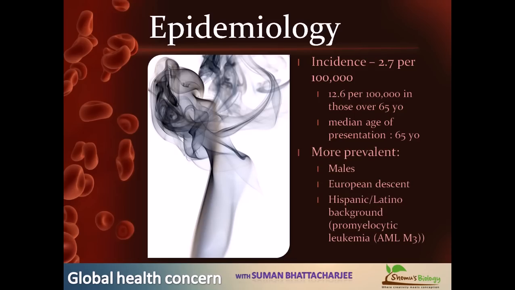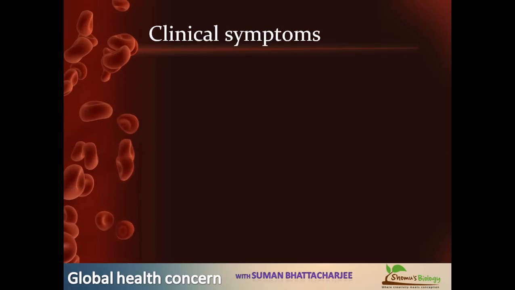And if you talk about the prevalence of this disease, it is more prevalent in males, right? And also more prevalent in those of European descent, so males in European countries, in the western regions. And if you look at the background, it will be Hispanic or Latino type of background, right? So these are the epidemiological and statistical facts about this AML disorder.